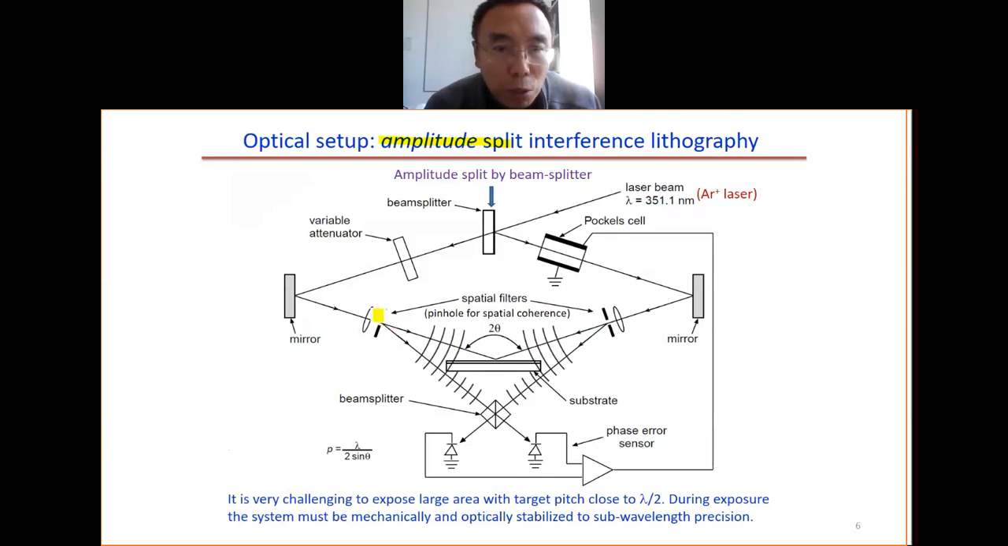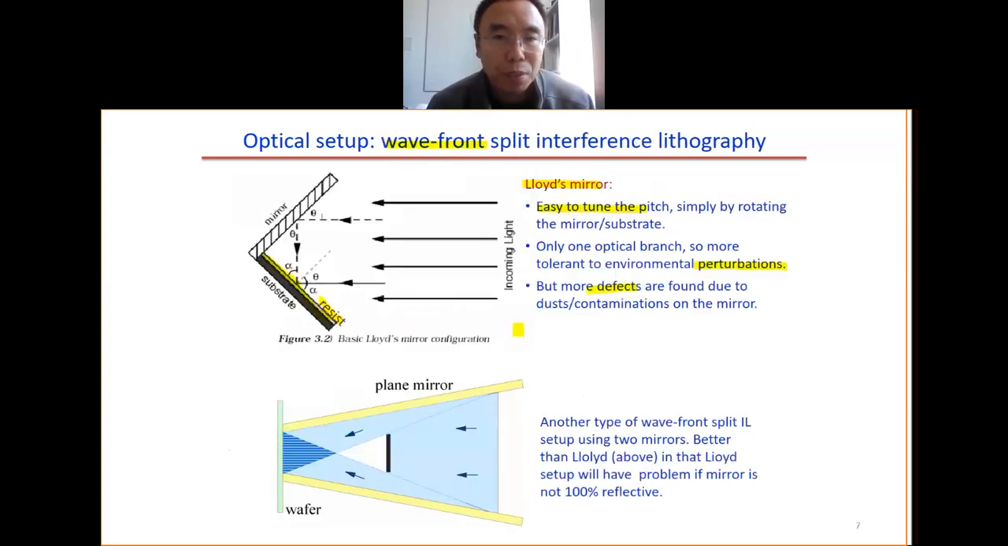So what do we do? We use a lens. Then we have a pinhole, a very small hole. So only the central part of the light passes through. The light outside is blocked. This is to gain the spatial coherence.